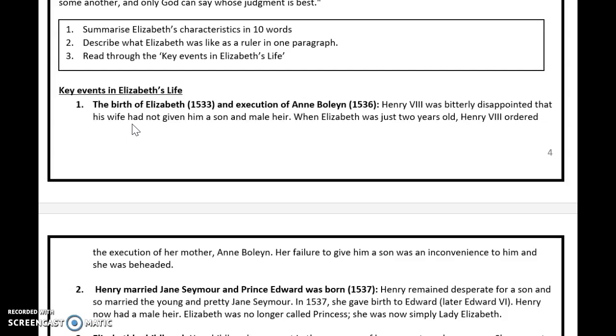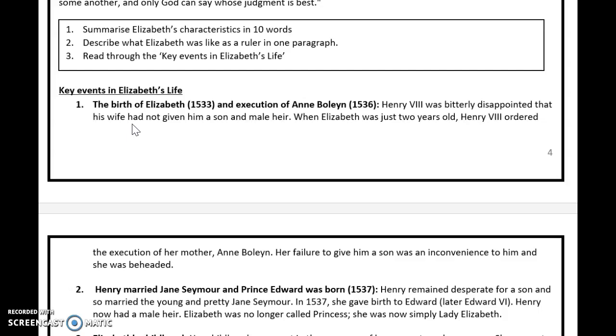Henry VIII was bitterly disappointed that his wife had not given him a son and a male heir. When Elizabeth was just 2 years old, Henry VIII ordered the execution of her mother, Anne Boleyn. Her failure to give him a son was an inconvenience to him and she was beheaded. What I would like you to think of is how this event changes and basically creates her later character. So how does it impact her later self? Pause the video and have a think.